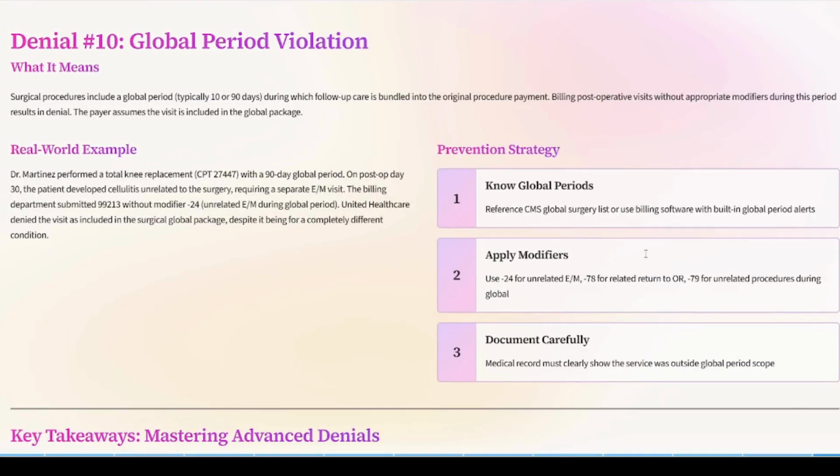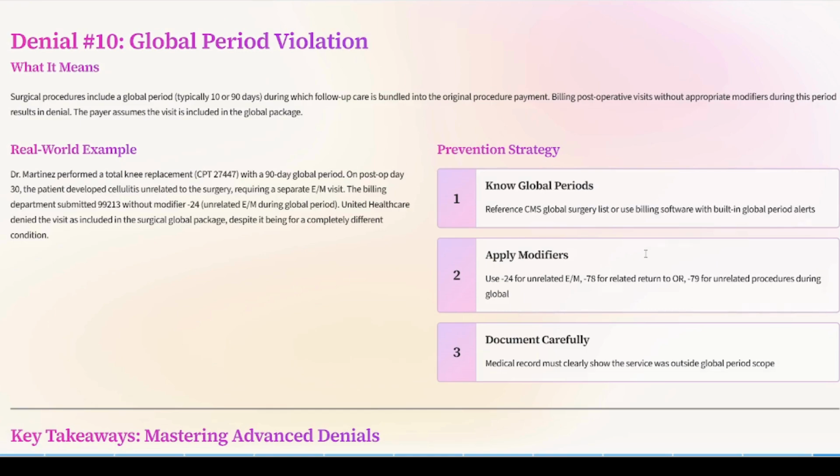Okay. So our last denial, the final denial that we will be going over, is denial number 10, which is a global period violation. All right. Now, what is that? It is, for example, a surgical procedure included in a global period, which is typically 10 or 90 days, during which follow-up care is bundled into the original procedure payment. Billing post-operative visits without the proper modifier during this period results in a denial. The payer assumes that the visit is included in the global package.